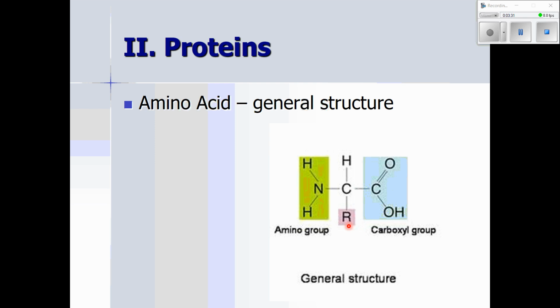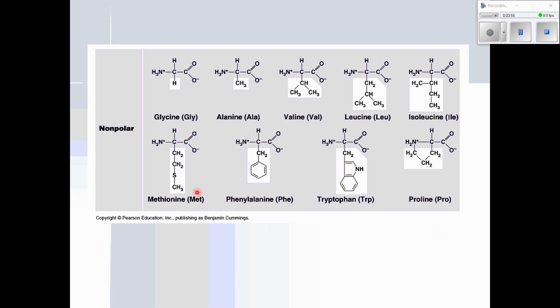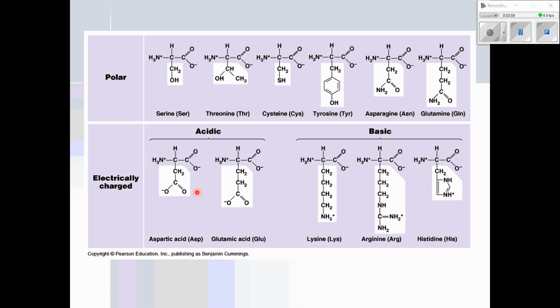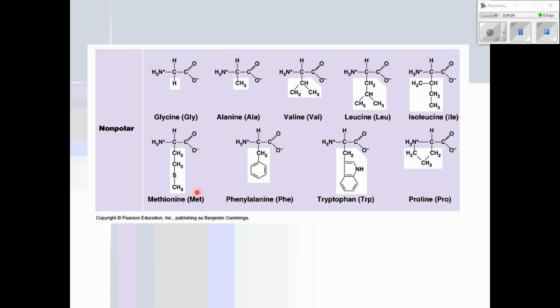What you need to realize is that there are 20 different things that can be plugged in for R. There are 20 different atoms or molecules that can be stuck in that spot where you see the R. Thus, there are 20 different amino acids. And I'll show you a picture of what some of those amino acids look like. In fact, I think I have all 20 of them represented in these two slides.